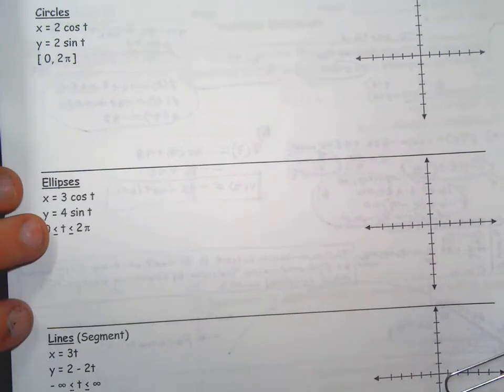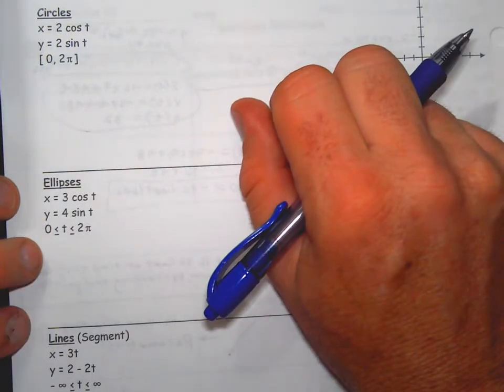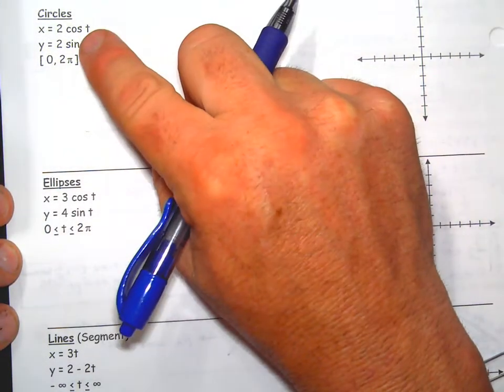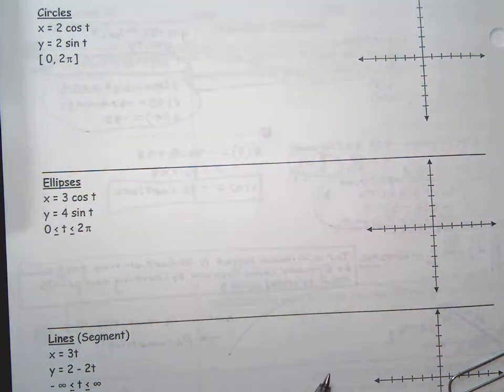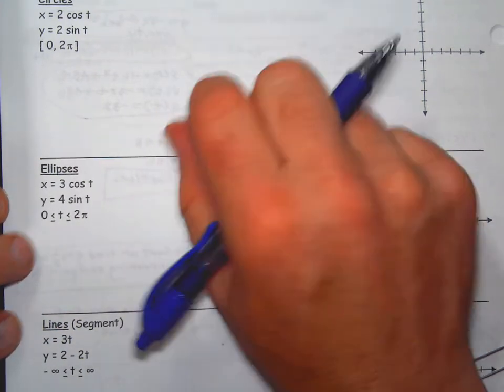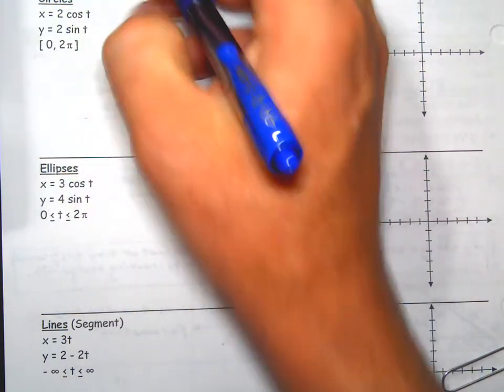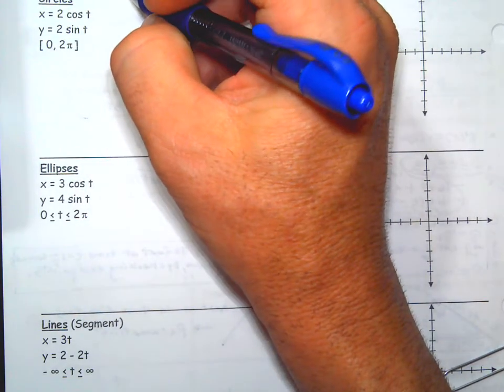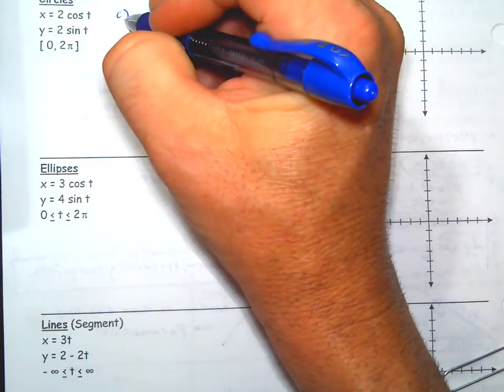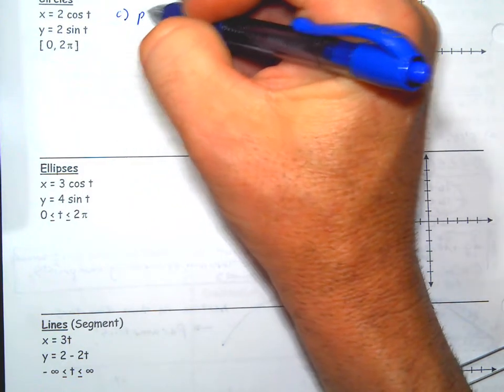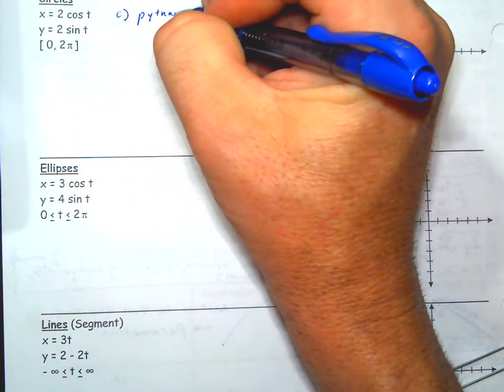A lot of these have sines and cosines in them. You notice several of these circles, ellipses, and hyperbolas often have trig in them. And so I'm going to show you the trick for getting the Cartesian equation. I'm going to start with part C. And what we're going to use is the Pythagorean identities.